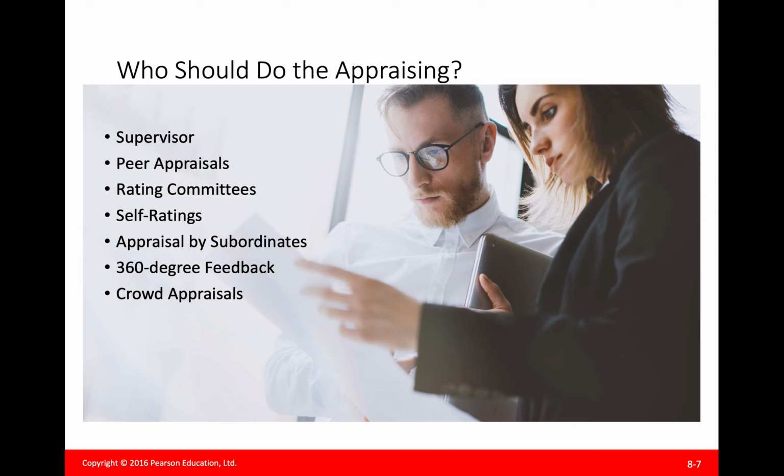Second approach, peer appraisals. Peer appraisal is someone who works with you and you appraise each other. So it's called peer appraisal. Peer appraisal is very good because it can enhance a lot of teamwork. It can enhance a lot of team morale, and it can enhance social loafing.